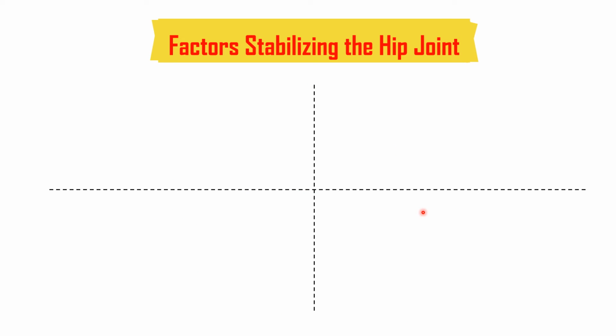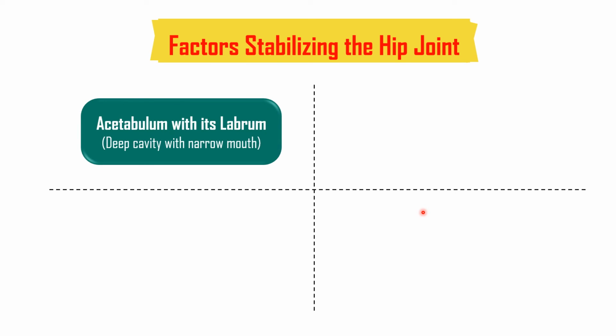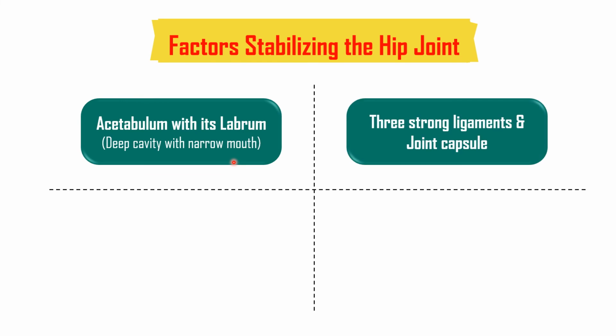So coming to the factors stabilizing the hip joint, the first thing is the acetabulum with its labrum. As I already said, this is not only deepening the cavity of the acetabulum, it also helps in grasping, as it is a triangular fibrocartilage. It helps in grabbing the head of the femur, which increases the stability. That's what it is meant to be, the narrow mouth.